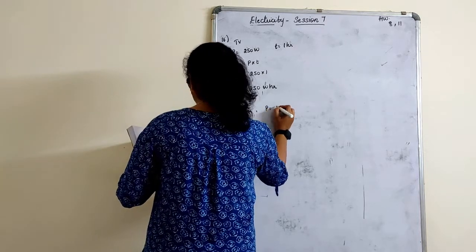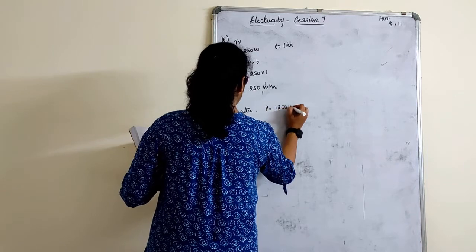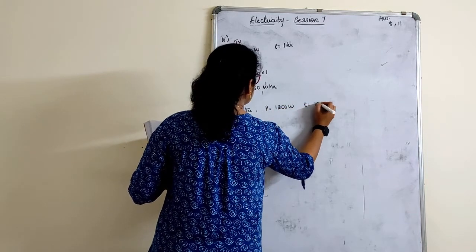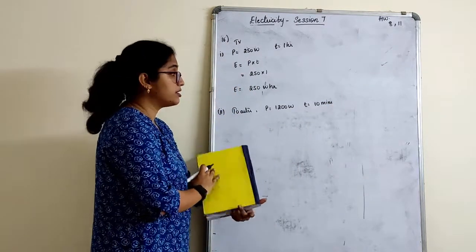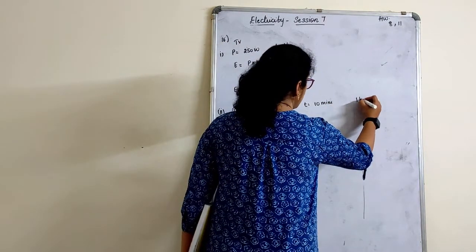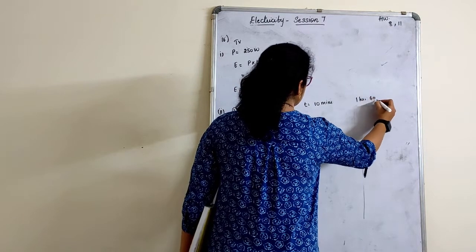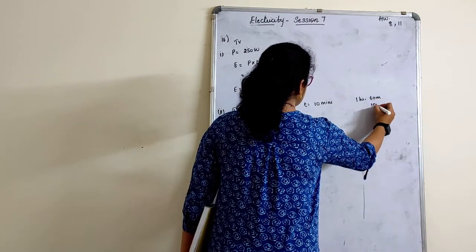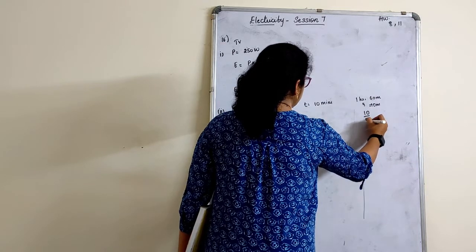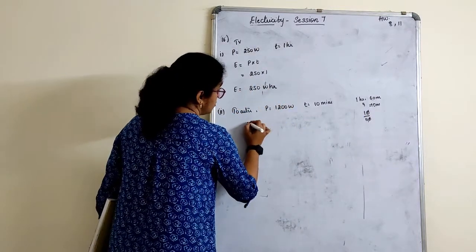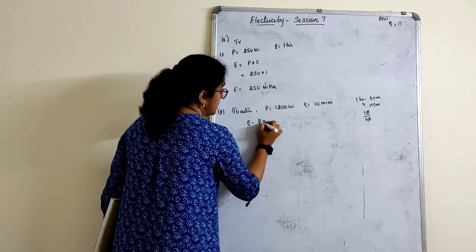What is the power? 1200 watt, and time is 10 minutes. Now this 10 minutes I have to convert in terms of hours only. 1 hour is equal to 60 minutes, so 10 minutes is equal to 10 by 60, which is 1 by 6. So energy is equal to P into T.